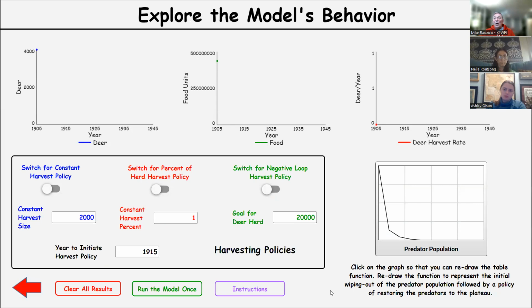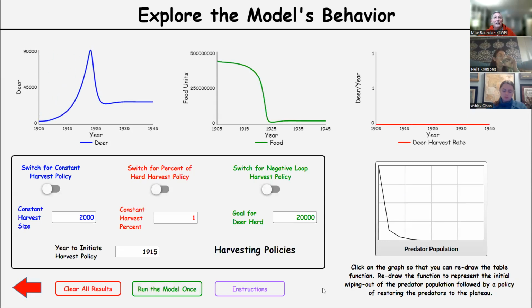Okay, so the first thing you want to do is get a base run. So that's pretty much leave everything alone and see if we can generate that overshoot and collapse behavior. Now here's that predator population that goes away with a table function. So we don't have a stock of hunters. We don't have a stock of predators. So we're going to leave that be right now. Okay. And we're going to run the model once.